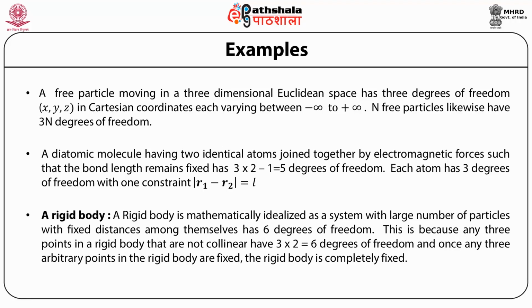Now what is a rigid body? A rigid body is a mathematically idealized system with a large number of particles with fixed distances among all the particles. Now, first thing you notice is that a rigid body is an ideal conception, and in practice it does not exist. And in fact, according to the theory of relativity also, a rigid body cannot exist, because a rigid body means that the configuration of the molecules or atoms inside it remains fixed.